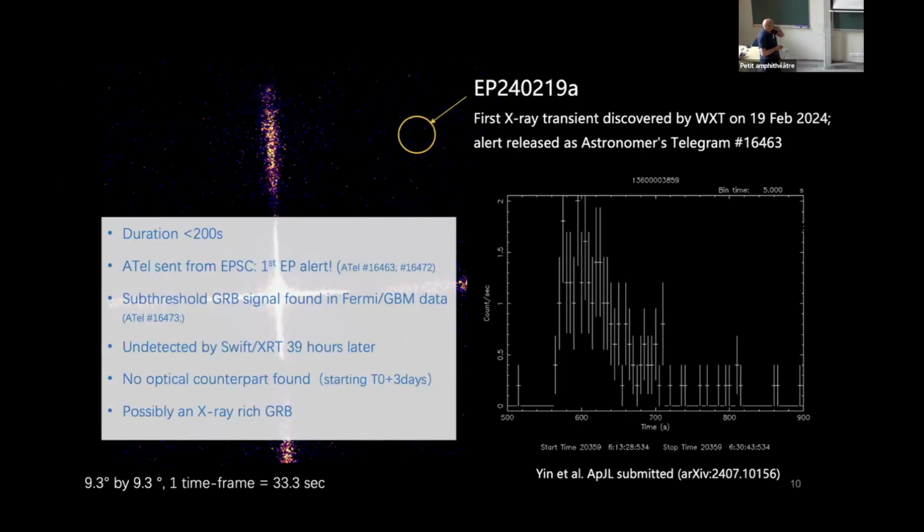So this transient had a duration of about 200 seconds. The alert they sent out was their first alert. There was later a sub-threshold gamma ray burst signal found, undetected by XRT, 40 hours later. No optical counterpart, but the follow-up was quite late. So this is probably an X-ray-rich gamma ray burst, which was also probed by, for example, the Paris-Saclay wide field cameras in the 80s, early 90s.